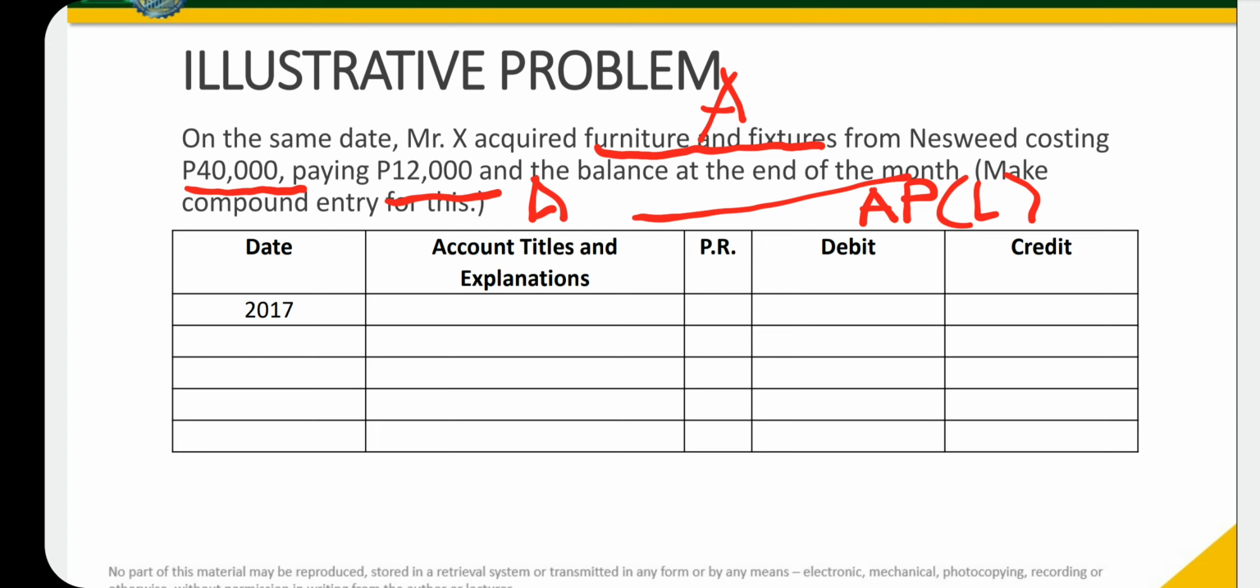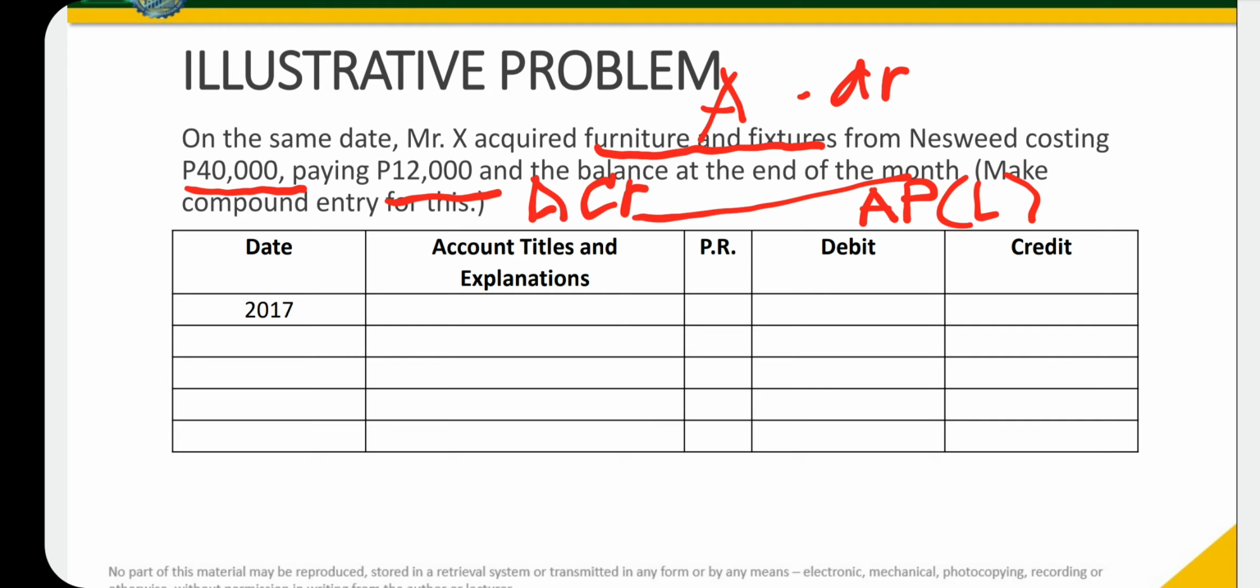Okay. So, in analyzing this business transaction, when we acquire furniture and fixtures, an asset will increase in the form of furniture and fixtures. So, we need to debit furniture and fixtures. But since we're going to give a down payment to the seller in the amount of 12,000, therefore, we need to show a decrease in asset. And to show a decrease in asset, i-credit po natin siya in the form of cash, di ba? So cash will be credited for this transaction.